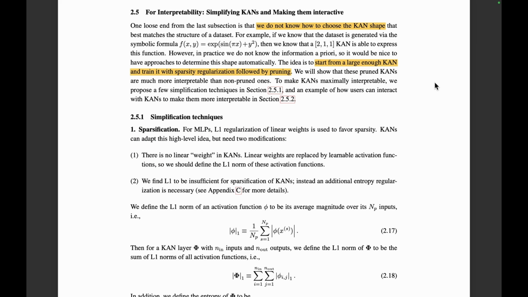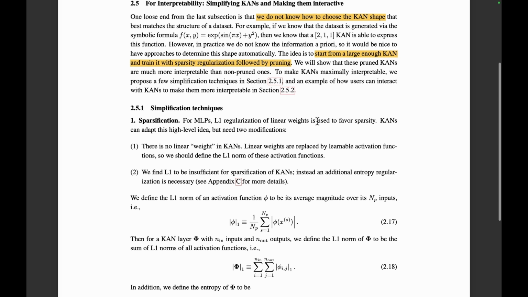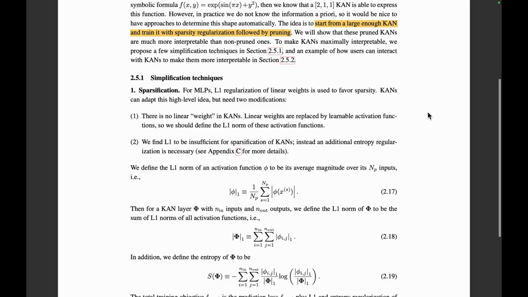The next bottleneck with KANs is interpretability. What does that mean? When it comes to KANs, we actually have to choose the shape of the KAN that best matches the structure of the data. For toy problems, where we exactly know the equation that governs the data, it's quite simple. But in the real world, we don't have an idea of this equation. So what they're suggesting in this paper is to start with a large enough KAN and train it with sparsity regularization followed by pruning. Let's have a look at the steps that need to be followed in order to simplify the KAN network.